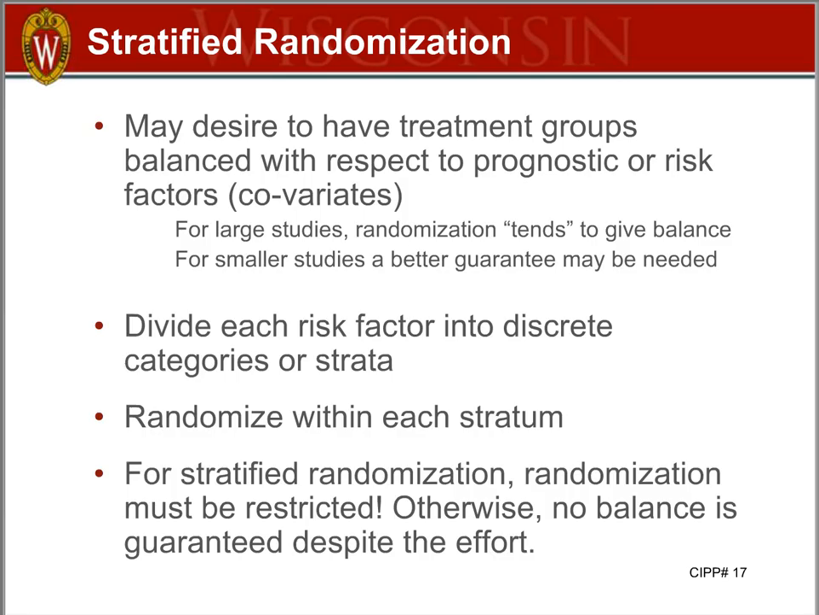So what you do in that case is you use your risk factors and divide the trial into categories, or what we call strata. And then when a patient comes along, we'll randomize them within each stratum. If you're going to do stratified randomization, though, it's important that you use one of these restricted randomization processes, such as the permuted block design. Otherwise, in fact, you will not achieve balance.